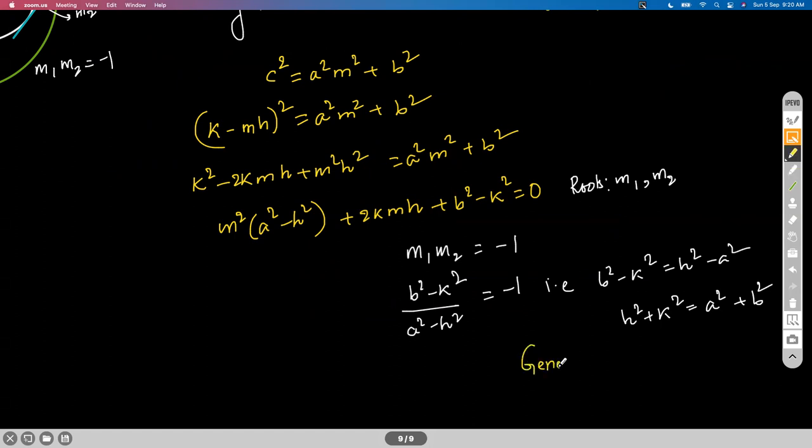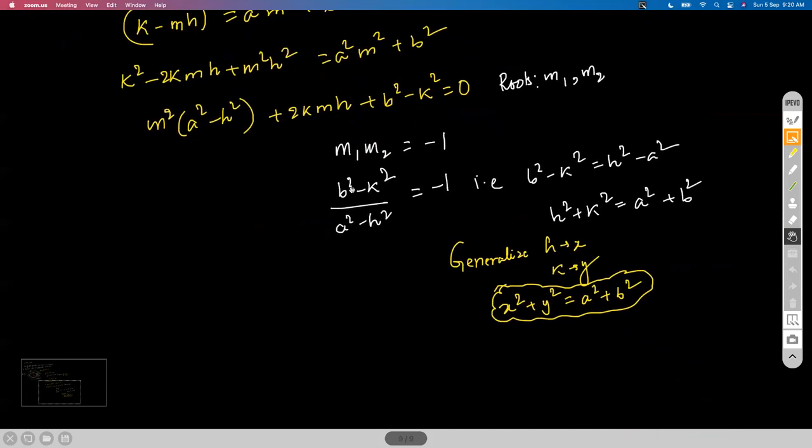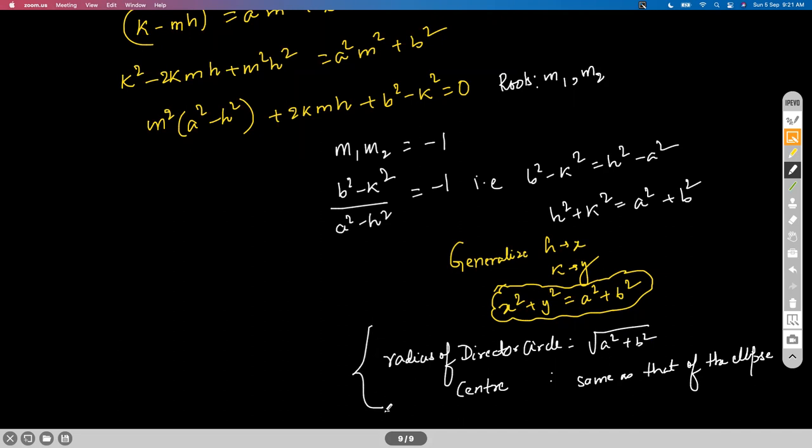Now here you generalize your H with X and K with Y, that gives you the equation of the director circle to be this. Please note that this radius is even more than the semi-major axis length. It is under root of A square plus B square, that is the radius. So the radius of the director circle is this, and the center of the circle is the same as that of the conic. So this is in general applicable to any type of ellipse. The center will be the same as the center of the ellipse, wherever it is, whether it is shifted, whether it is oblique, and the radius will always be under root of A square plus B square. So this is true in general.